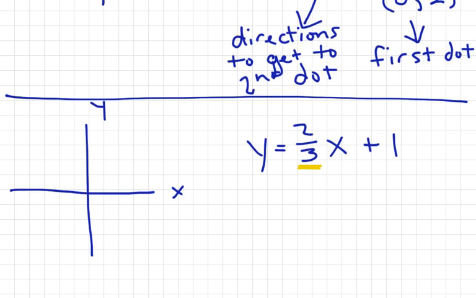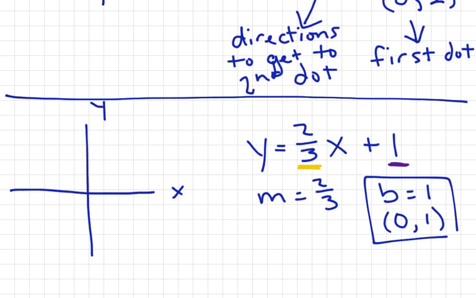All right, so we have our slope and we have our y-intercept. I'm going to go ahead and write them down. M equals 2/3. B equals 1. Remember that is the point 0, 1. So this is my first point. So I'm going to put a dot right there. Let's go ahead and do it in blue.